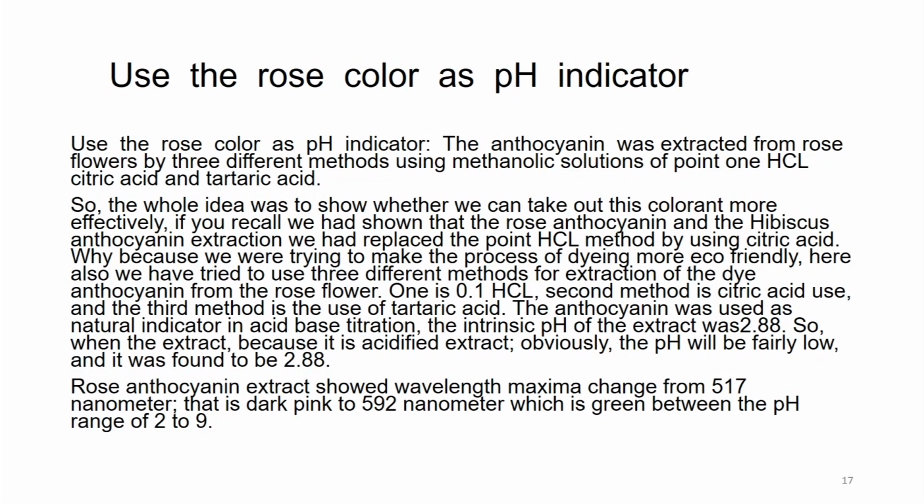Rose anthocyanin, unlike the other anthocyanins which were showing a very small window, 5.5 to 6.8 and that kind of small window, here we have a range from 2 to 9.